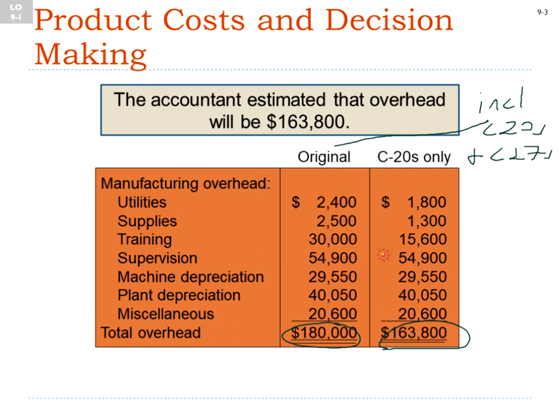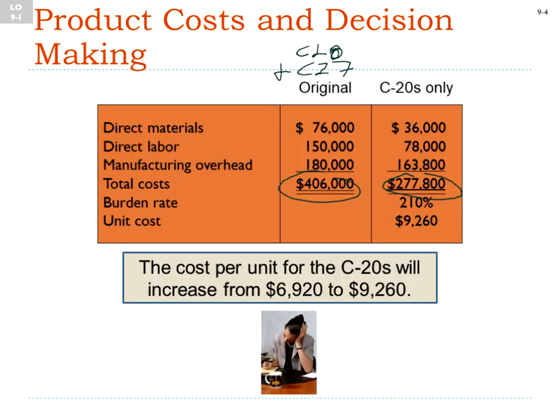So it looks like you are going to save a little bit on utilities and supplies and training, but the other costs, the supervision and the depreciation and the miscellaneous, are all fixed costs that aren't going to change if you drop one of the lines in the short run. All right, now how is this possible?